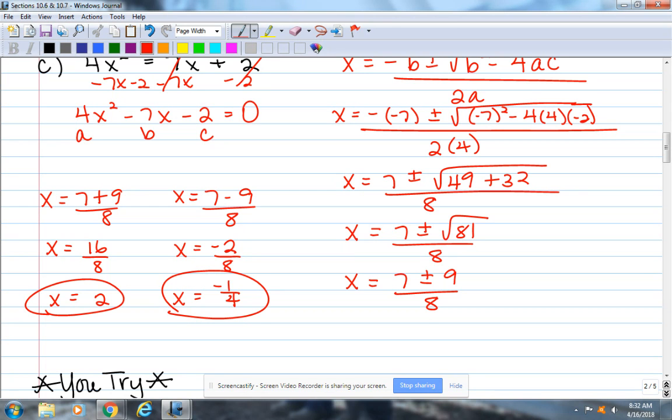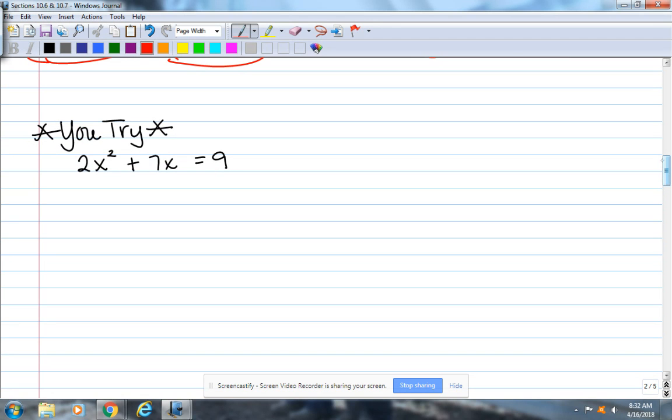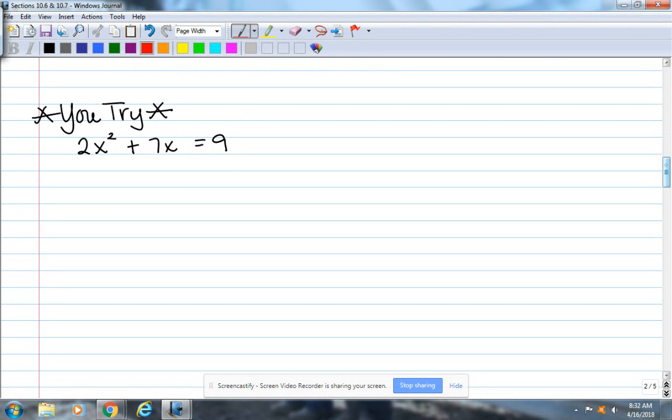So any questions about how we use the quadratic formula? It looks long and difficult, but it's just simple arithmetic the whole time. Okay? All right. Y'all try this one. Completely on your own. I'm going to give you a few minutes. You get 2 answers.